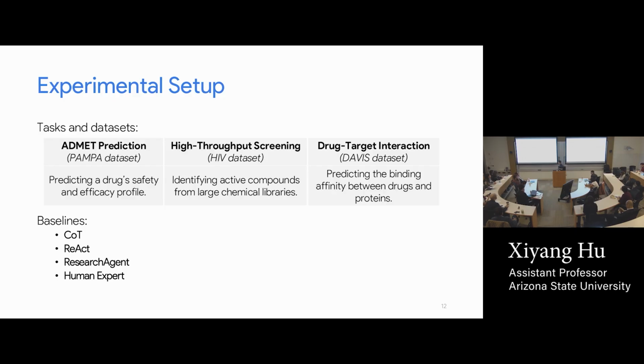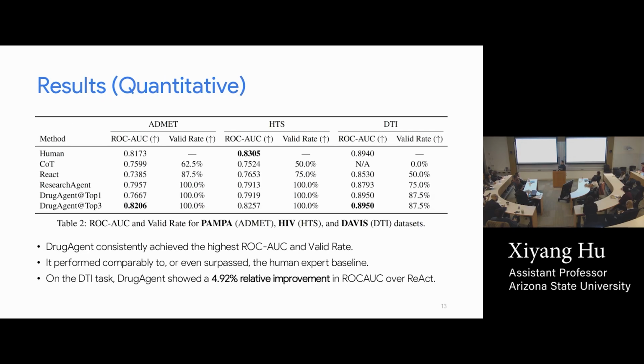And we compare with four baselines. One is chain of thought, the second is ReAct, the third is research agent, and the last one is human expert. And here's our result. We have two metrics. One is AUC, and another is valid rate. Valid rate is basically how robust it is at generating executable code. As you can see, our DrugAgent actually outperforms all AI-based baselines, CoT, ReAct, and research agent. And in two of these three tasks, we actually outperform human experts.